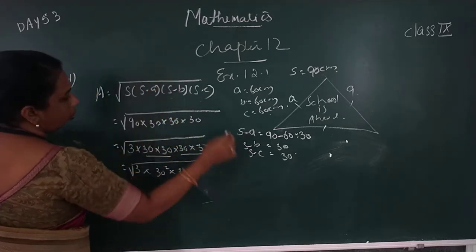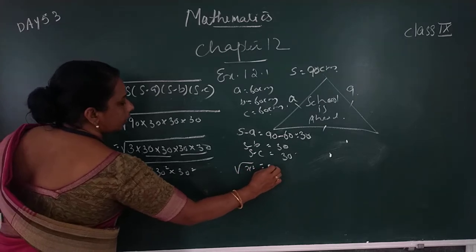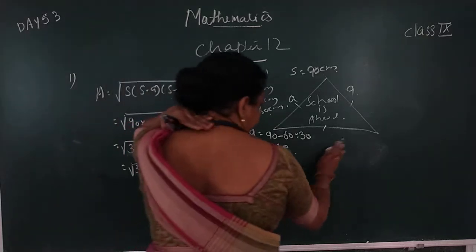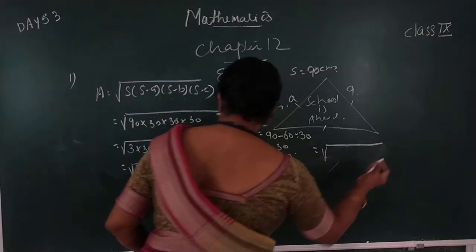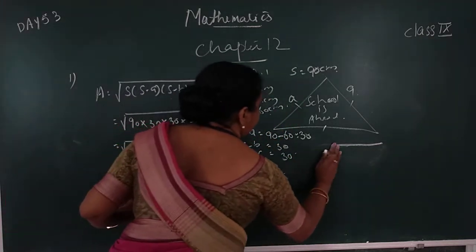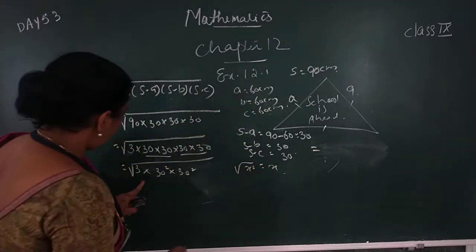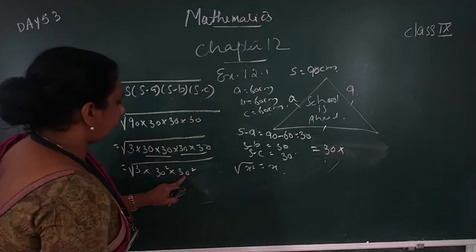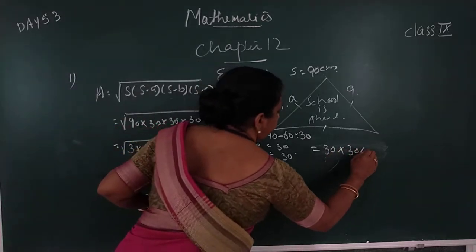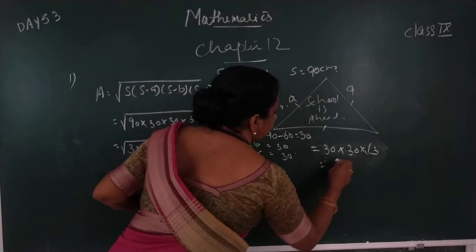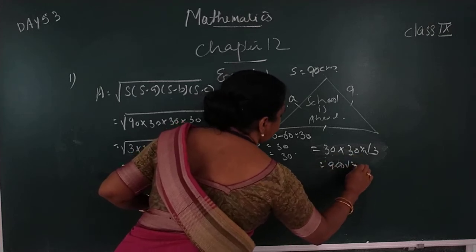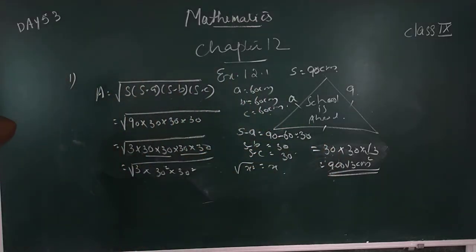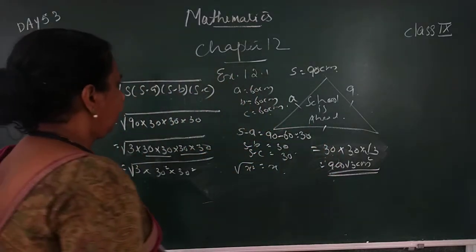You know, root of x square is equal to x. So here we can write, root of 30 square is 30, and again 30 into root 3. That's equal to 900 root 3 centimeter square. This is the area of the signal board.